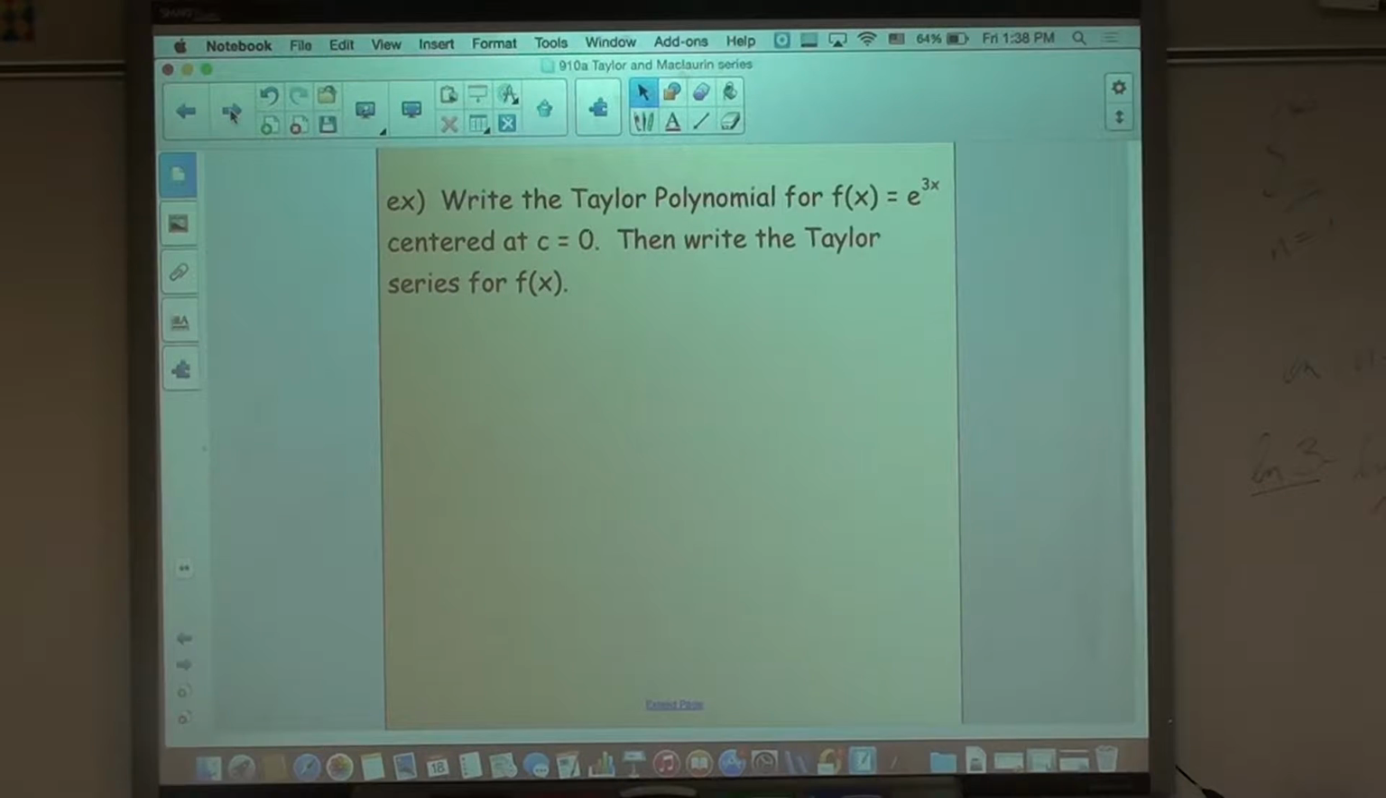What was the formula for this one? It's f of c times x minus c. C is 0, right? Start with the polynomial first. Oh, you have to do that. Okay. Sorry.